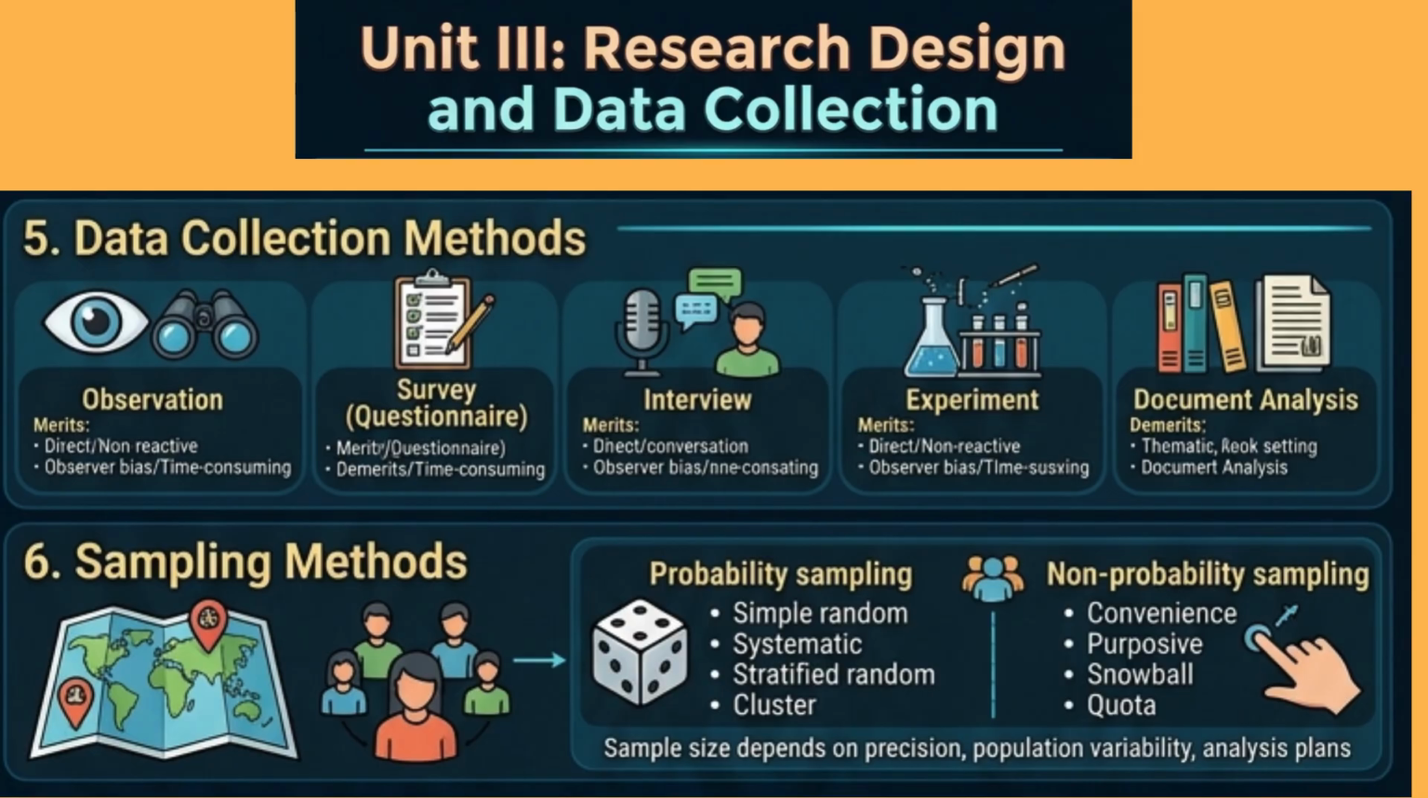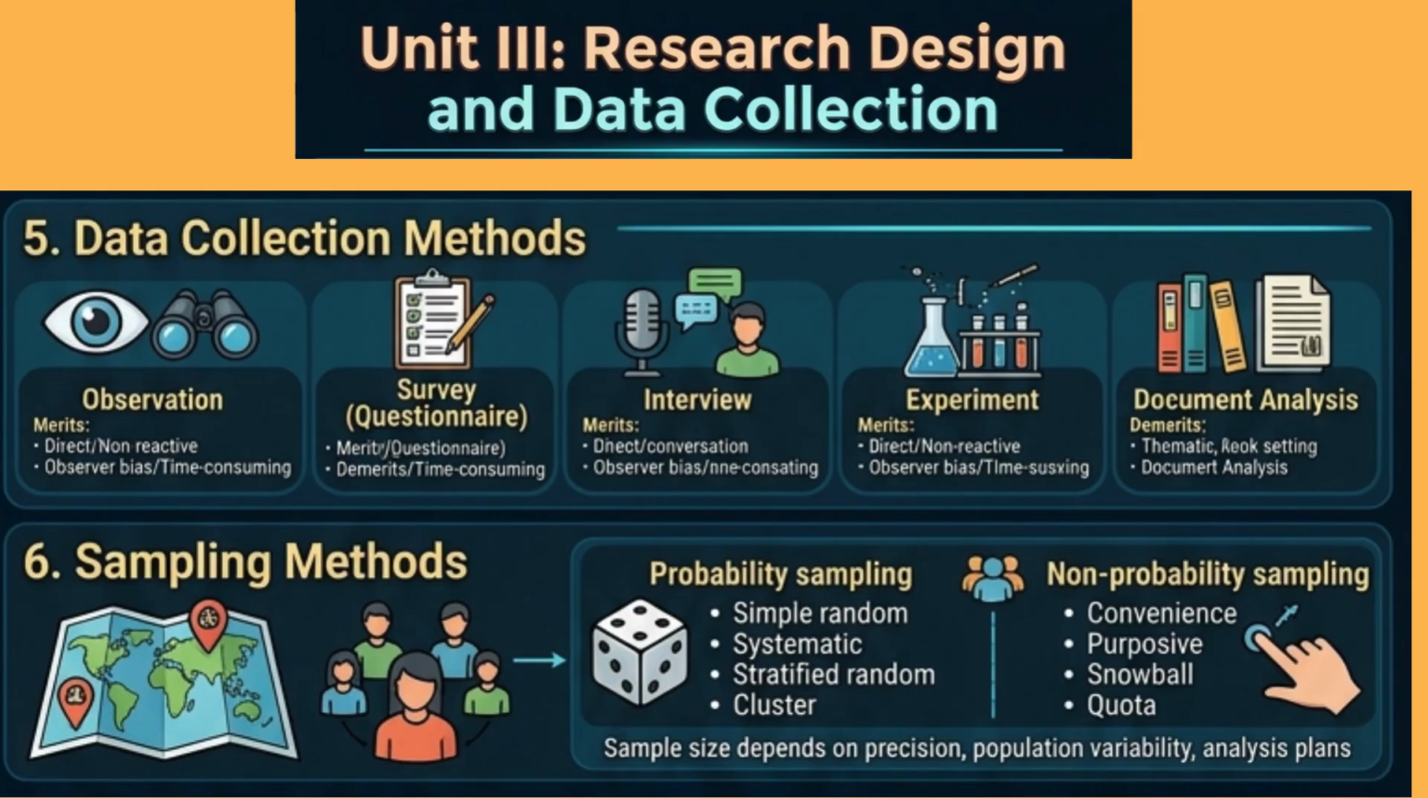Simple random sampling gives every member an equal chance of selection. Systematic sampling selects every Kth member from a list. Stratified random sampling divides the population into subgroups or strata and then randomly selects participants from each group. Cluster sampling involves randomly selecting entire groups or clusters and studying all individuals within those clusters.